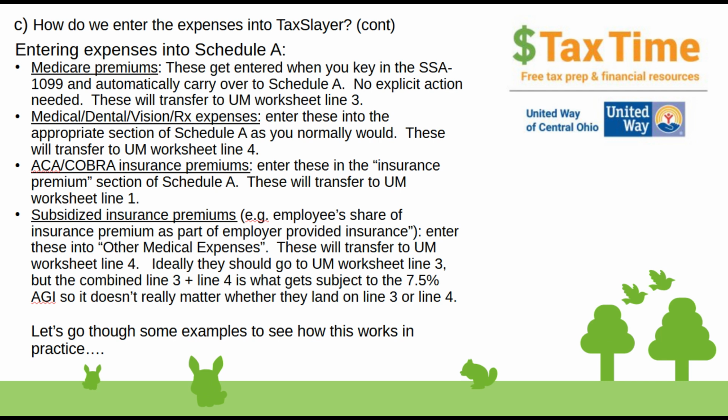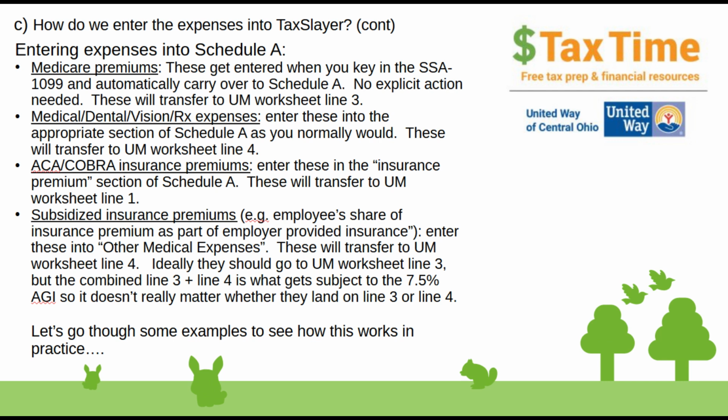Let's drill down a little bit into how we actually enter the expenses into Schedule A. So for Medicare premiums, these will get entered when you key in the SSA 1099 Social Security form. They automatically carry over to Schedule A, so you don't actually have to go in and put them there. No explicit action needed. These will then transfer to the unreimbursed medical worksheet on line 3.